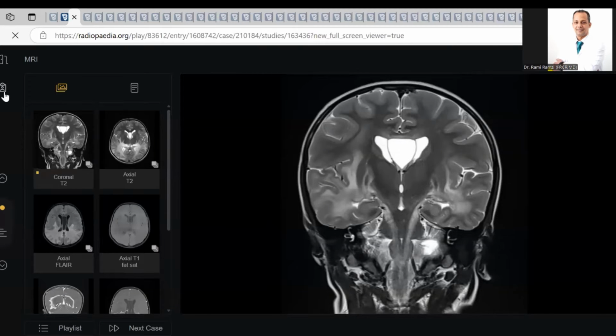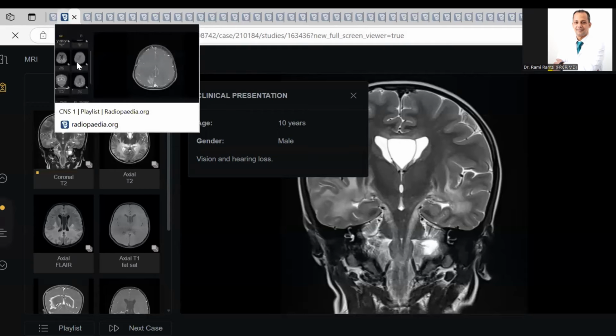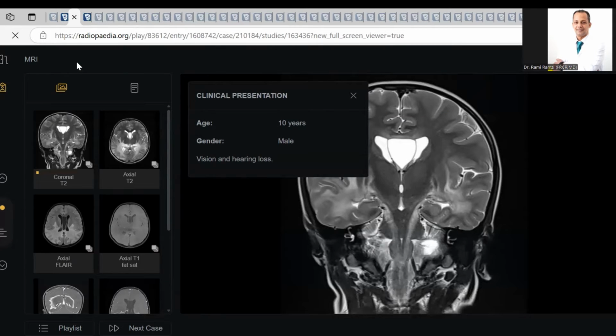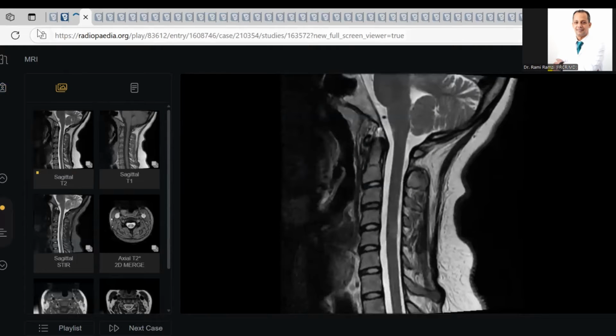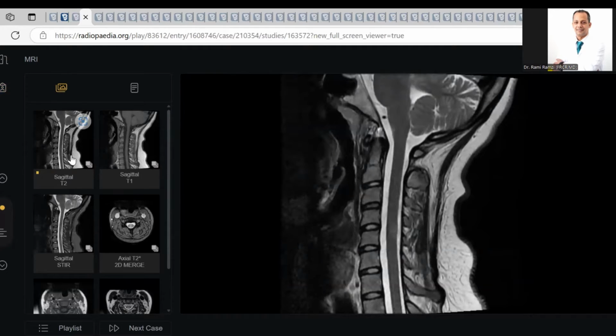Case number 2 for candidate 1. I think we finish this case. Yes, the same case. A 25-year-old female patient having numbness, tingling, and headache.